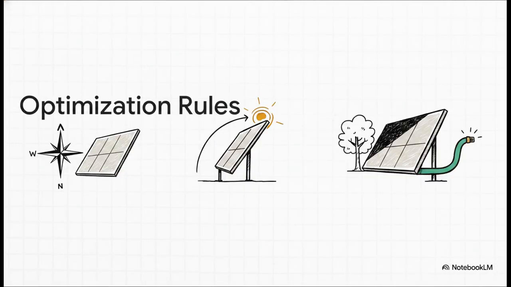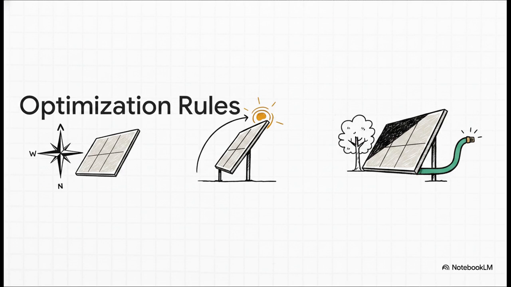But capturing that energy requires some strict array optimization rules based on geography. First up is azimuth. If you are operating a system in the southern hemisphere, your panels must absolutely face true north to maximize that daily energy harvest. No exceptions. Second is inclination. Your structural tilt angle should roughly equal your geographic latitude. This perfectly balances the differing summer and winter sun trajectories.